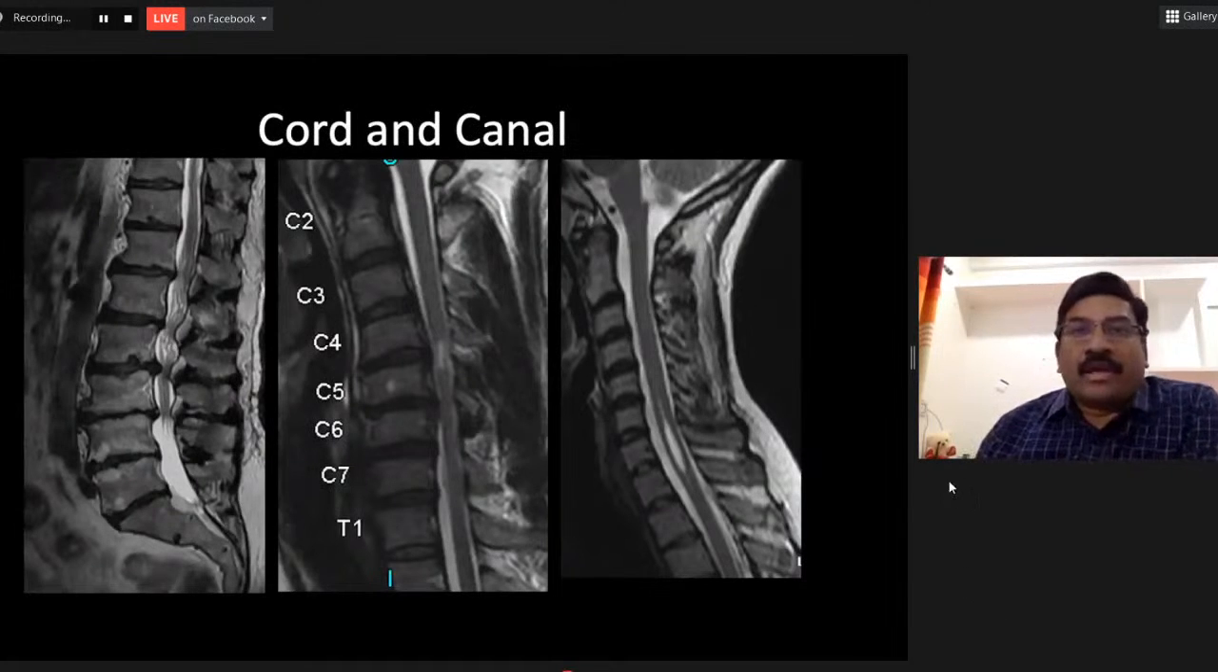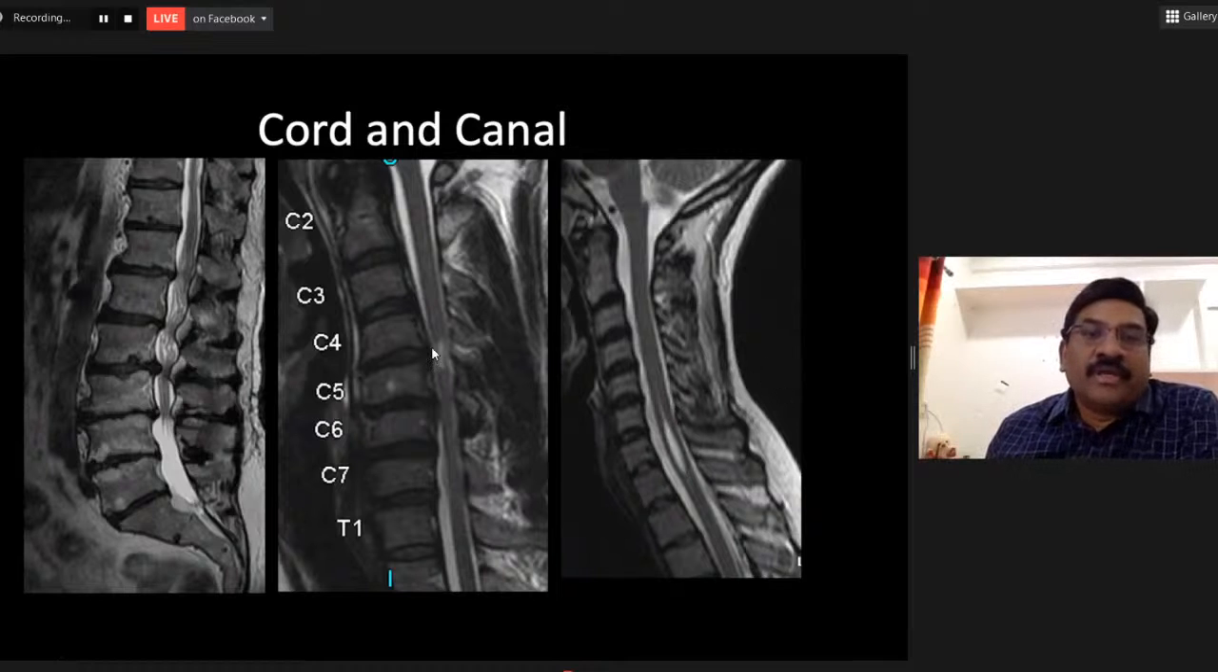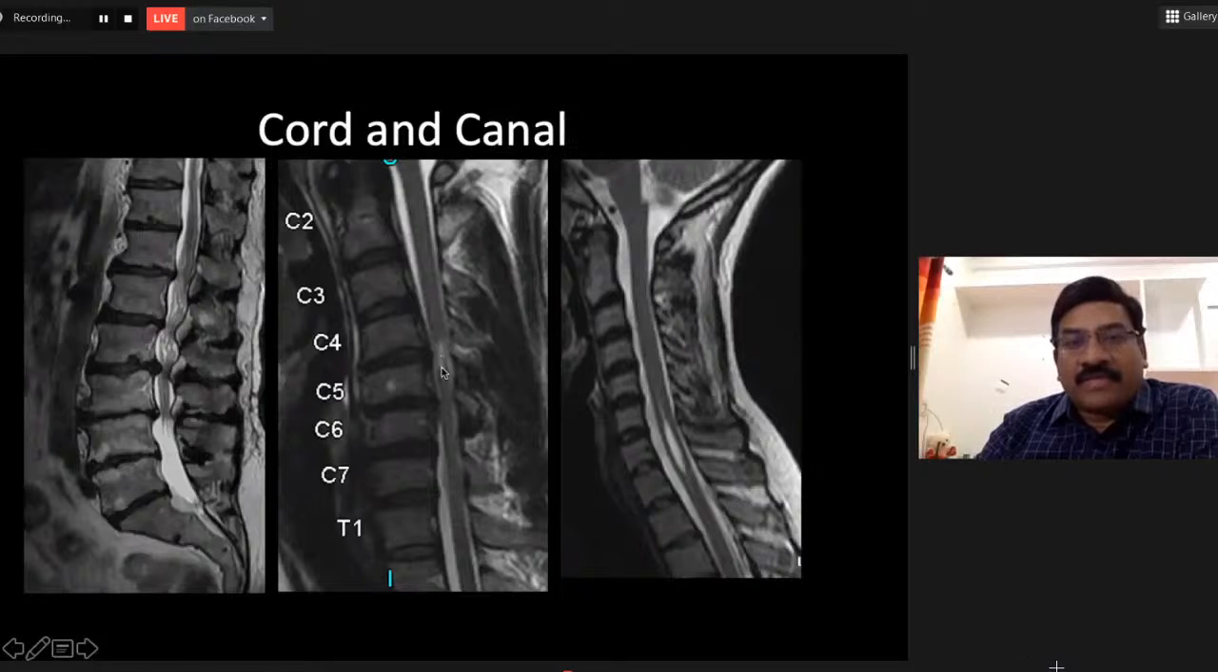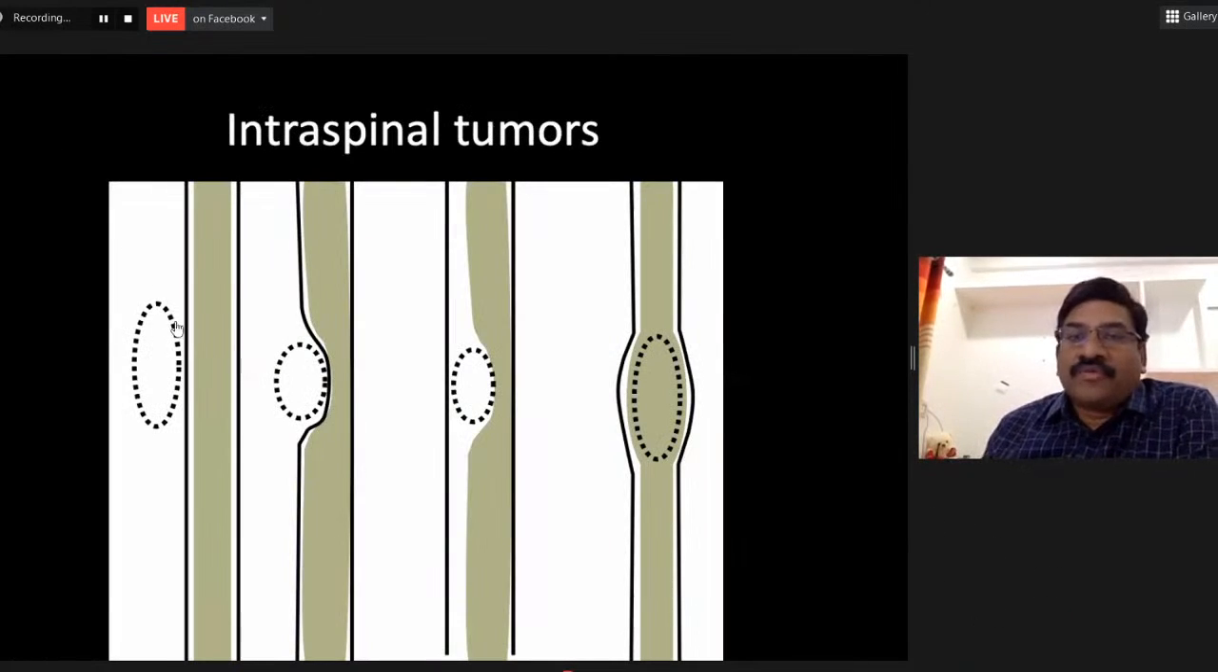Then coming to the canal and the cord. Canal and cord has to be looked into. This is the major diagnostic pathology here. The first image shows a lot of spinal canal stenosis, the anteroposterior reduction of the spinal canal. And the second image shows cord changes; there is a myelomalacia in the cervical cord, which is the contributing factor for the pathology. And you can also pick up syrinx. A lot of tumors can be picked up on MRI as well. So a few things about tumors.